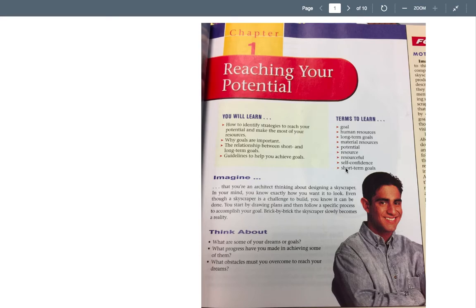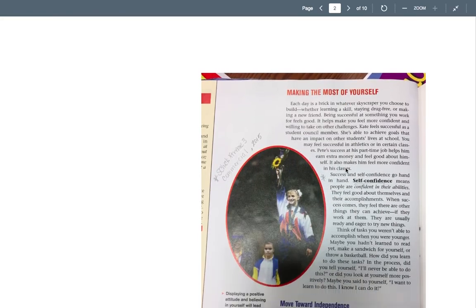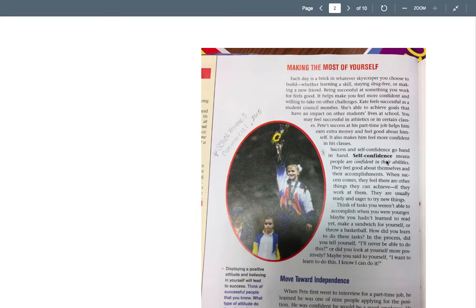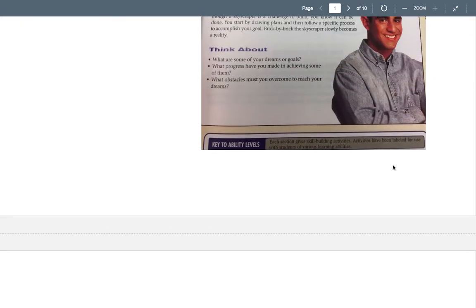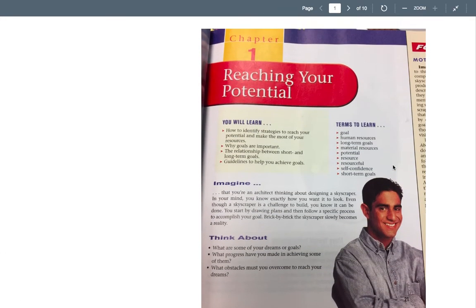Within this chapter, the next few pages, as you scroll down, you're going to see, for example, here's one of your words, self-confidence. So what you would do is, on a piece of notebook paper, write the word self-confidence, and then you put the definition: people are confident in their abilities. And then you should be able to take notes on this, and when you go to study for a test, this is what you would refer back to before the test.